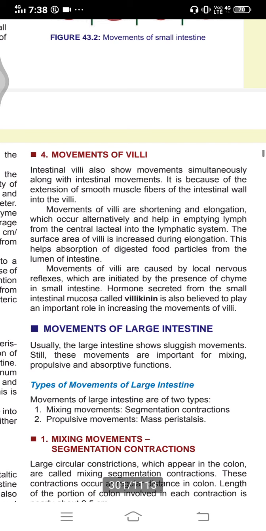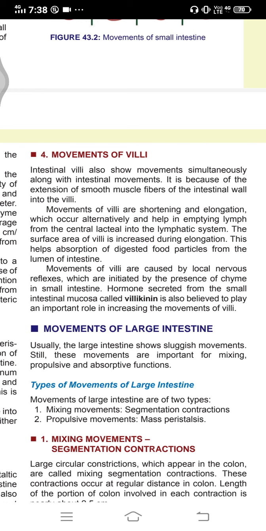Now let's talk about movements of villi. Intestinal villi also show movements simultaneously along with the intestinal movements. It is because of the extension of small muscle fibers of the intestinal wall into the villi.